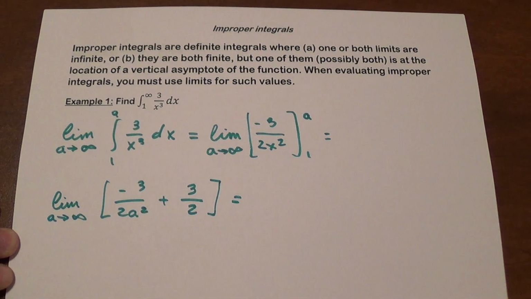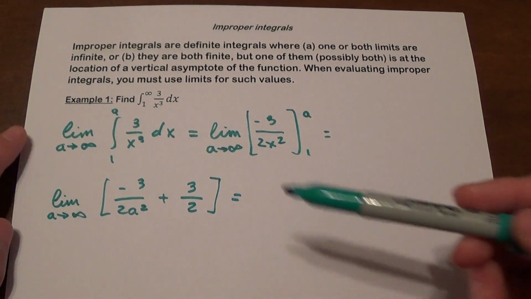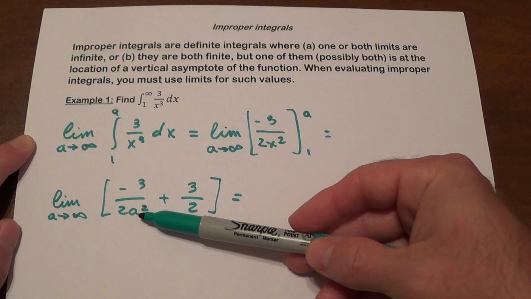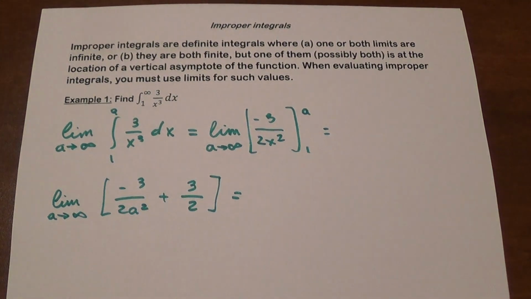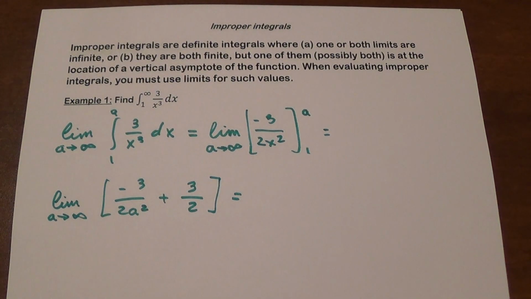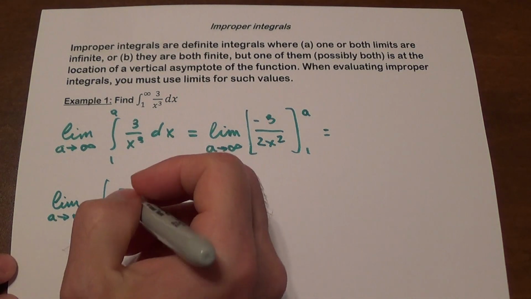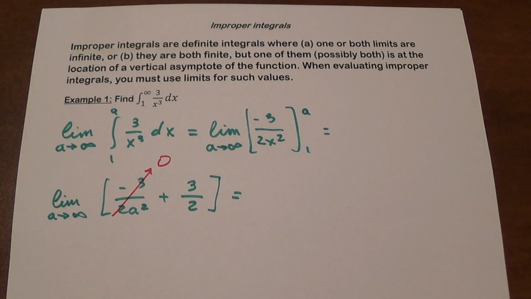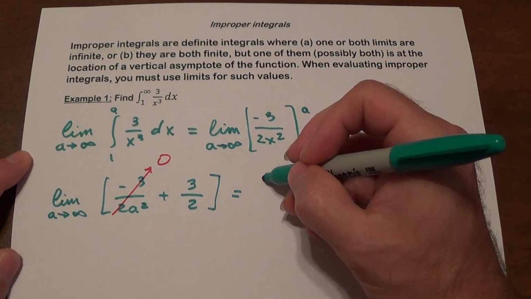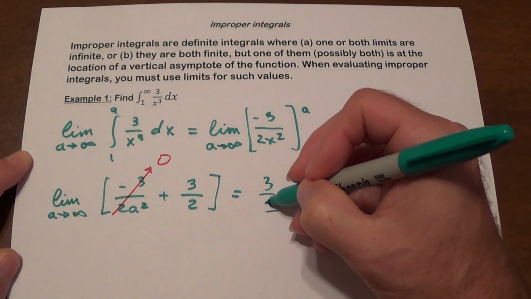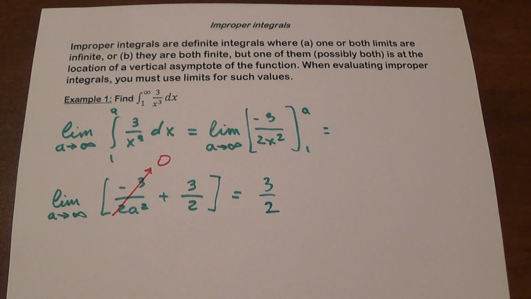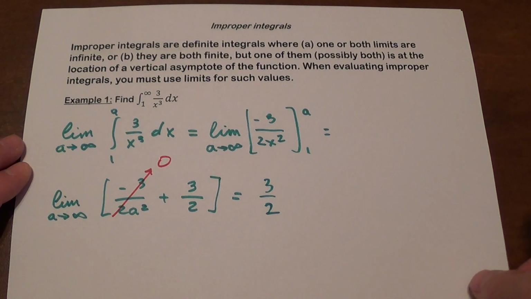And now we're going to use limits. So the limit of a constant is going to be that number. What happens here? When infinity goes here, this whole thing is going to become effectively 0, right? Because we're dividing by a very large number. And the answer is going to be 3/2. Okay, so this integral converges. It does give us a finite value. Okay, next problem.